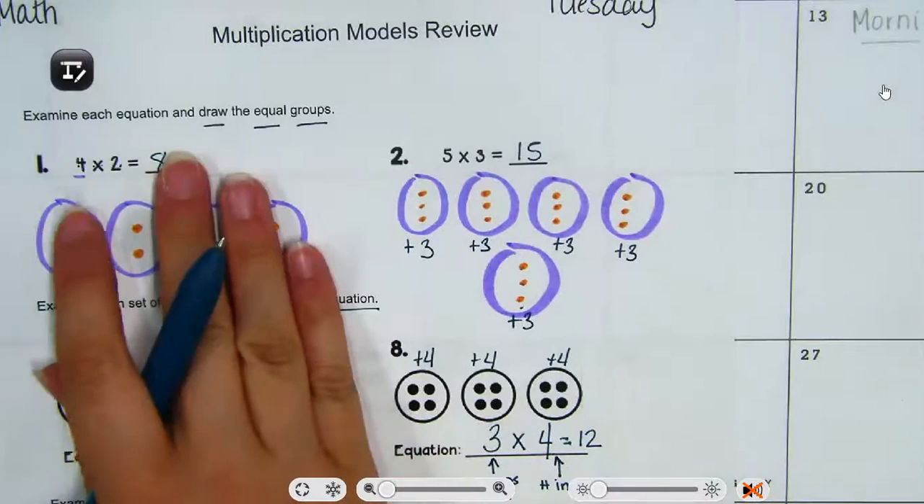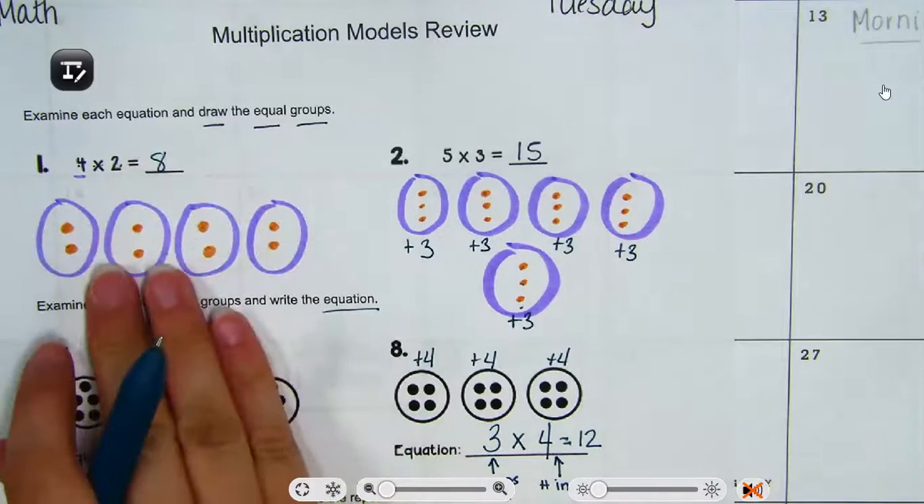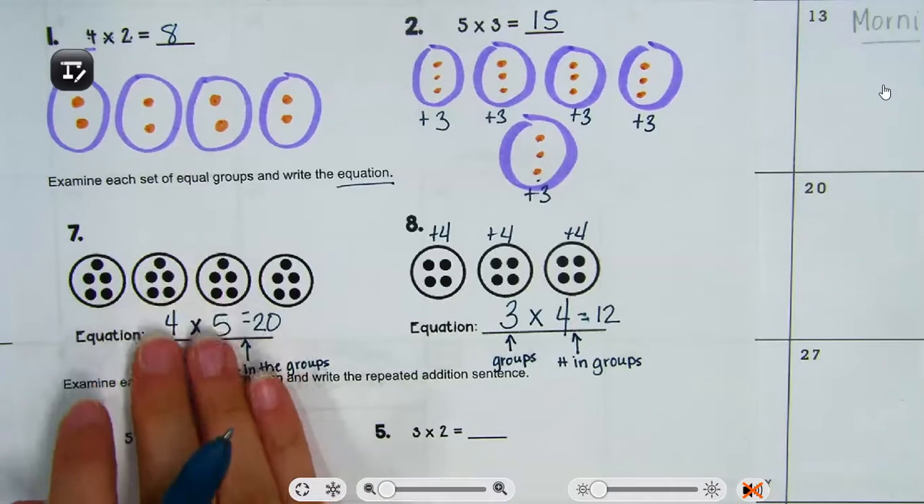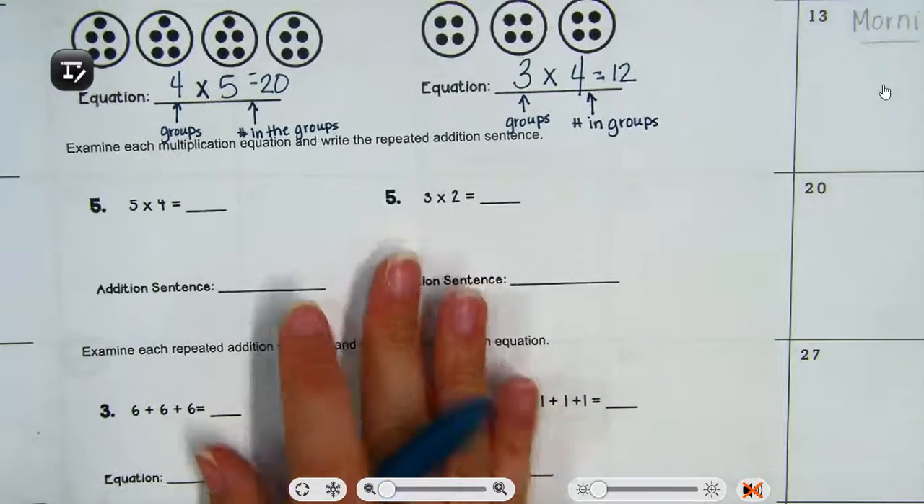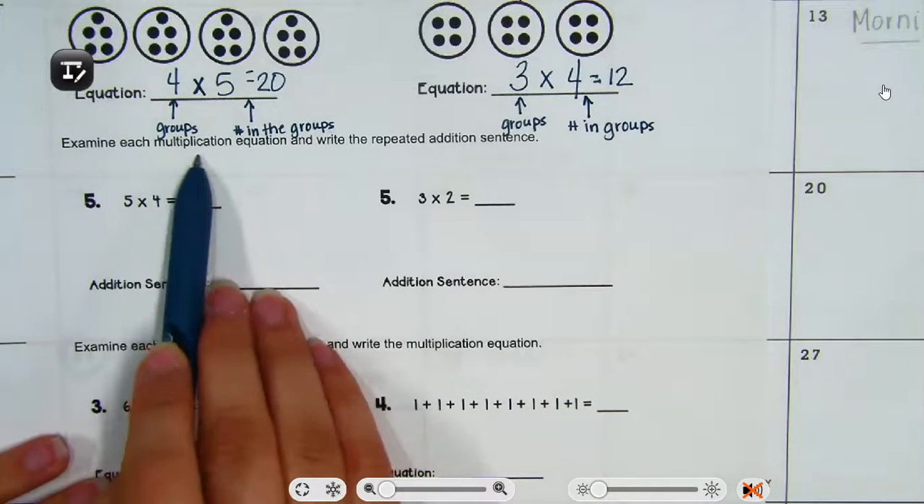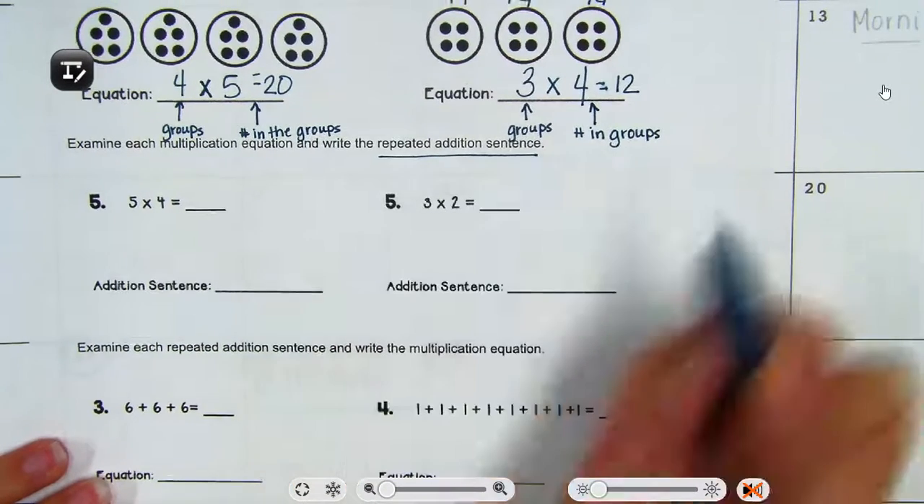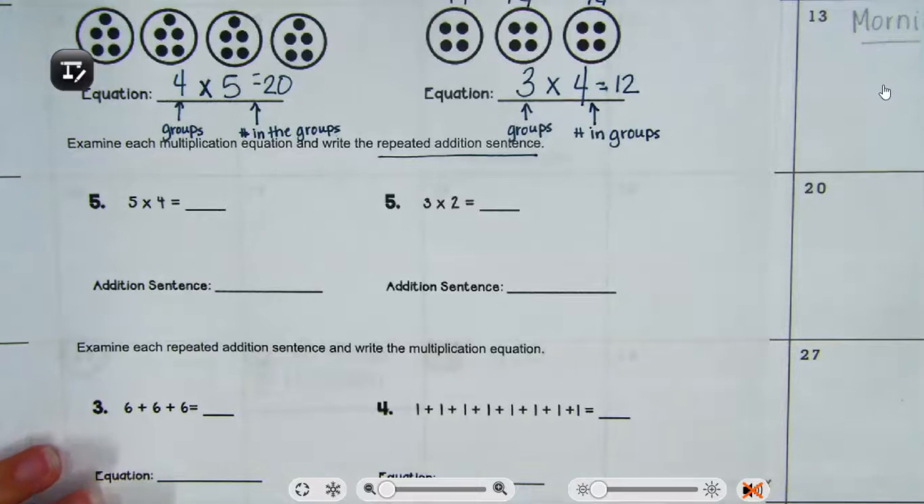So those are my equations. So we started by looking at the equation and drawing the groups of, and then I went from looking at the groups up to drawing the equation. So the next thing they want me to do is examine the multiplication equation and write a repeated addition sentence. Okay, so let's see, how would I draw the repeated addition or write it?